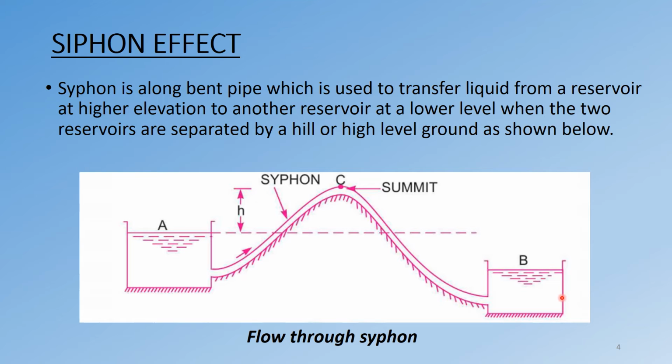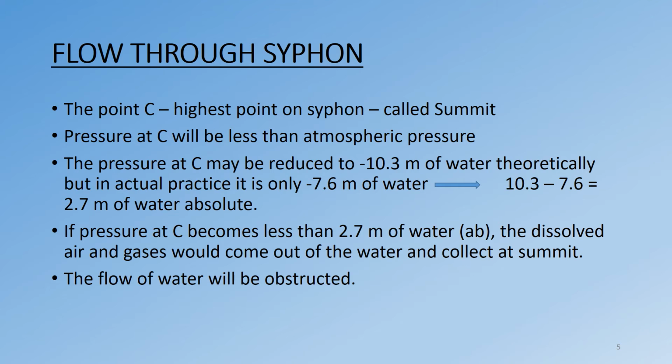The problem is that these two tanks are far away, and there is some obstruction in between them. It can be a hill or a high level ground as shown below. So in this figure, A is the tank which is at higher level and B is the tank which is at the lower level, and this is the siphon tube or the siphon pipe, and the highest point in this pipe is known as the summit point. Now the point C is called the summit or the highest point on the siphon.